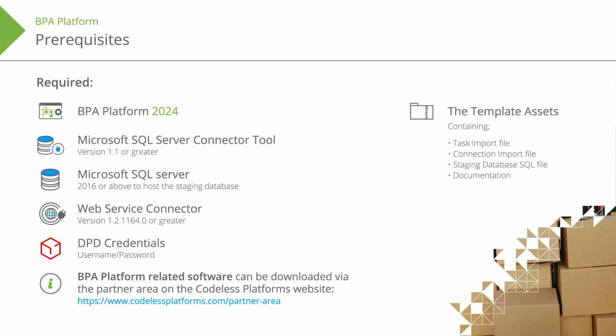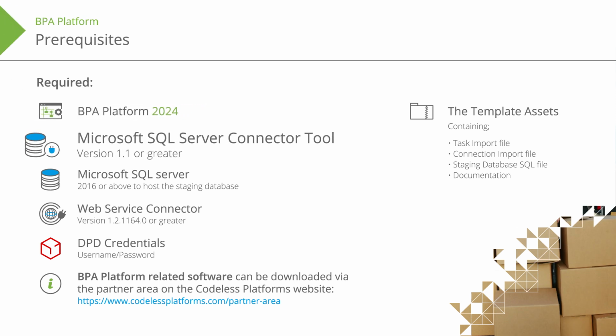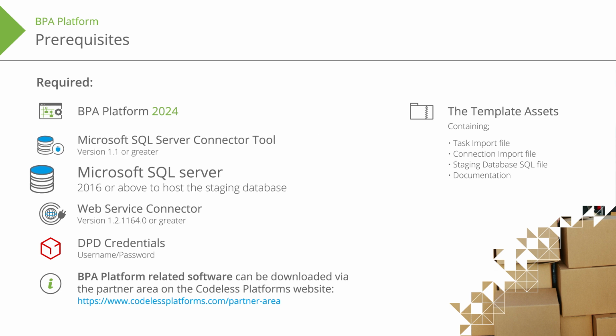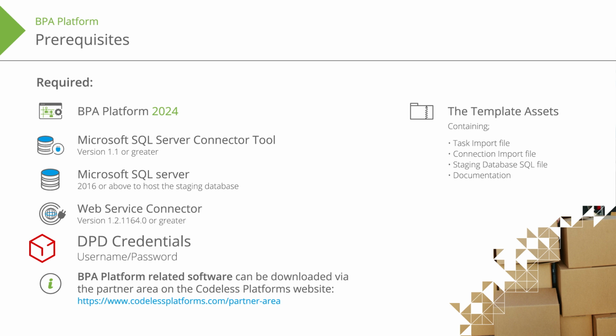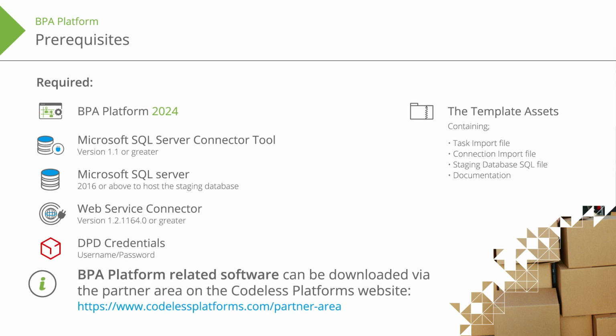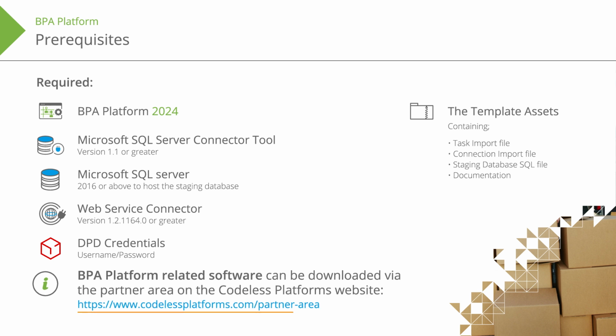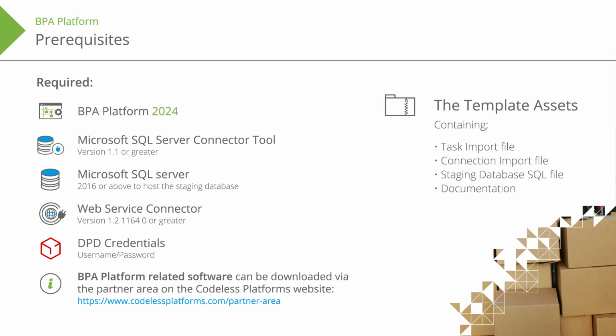You will require BPA Platform 2024, the Microsoft SQL Server Connector tool, Microsoft SQL Server 2016 or above to host the staging database, the Web Service Connector, and your DPD credentials. The BPA platform-related software can be downloaded via the partner area on the Colis Platforms website. To obtain the template assets, please contact your account manager.